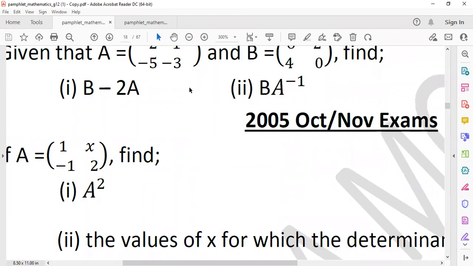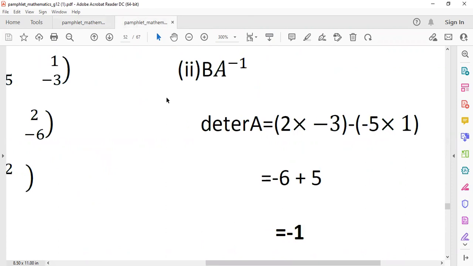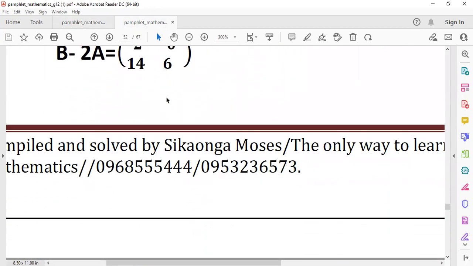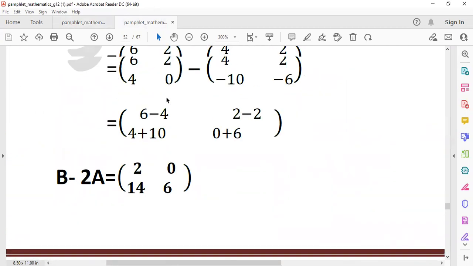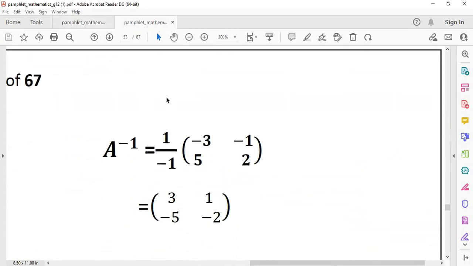So they're saying that if A is equal to 1, x, negative 1, and 2, find A squared. So this is a 2 by 2 matrix. That means your answer will also be a 2 by 2 matrix. In this one, we don't have a number in one of the positions. What we have there is x.